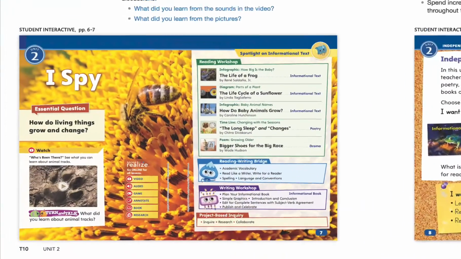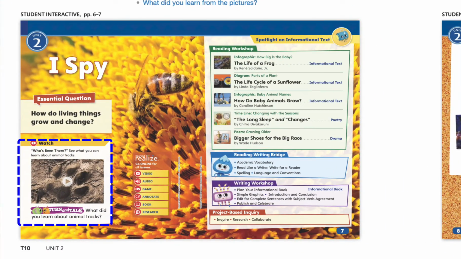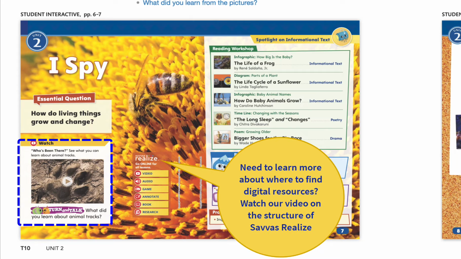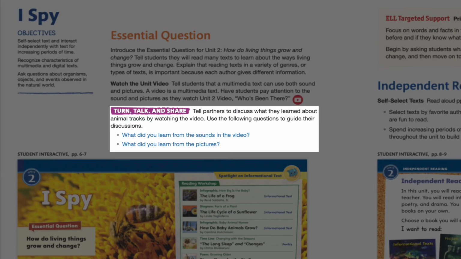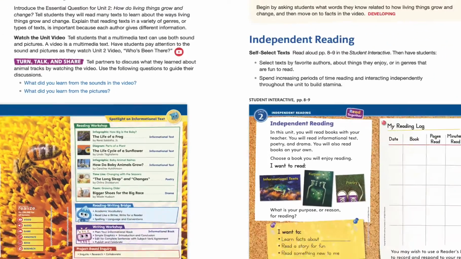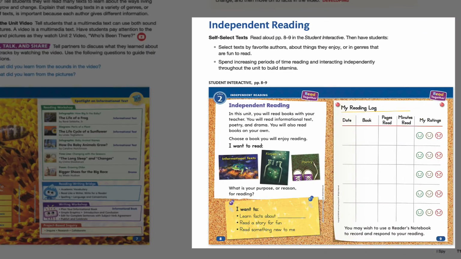In the introduction section, use the unit launch video to engage students and introduce the unit theme and essential question for the unit. Turn, talk, and share activities throughout the unit encourage students to be self-directed, critical learners who work collaboratively while continuously using metacognitive skills. Students are also encouraged to read self-selected text throughout the unit.